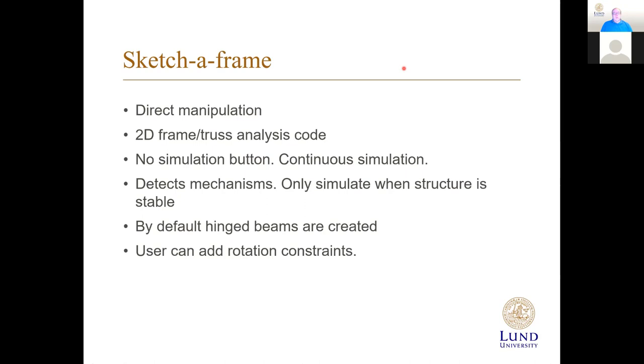So the goals were direct manipulation. That means that when you move something, it updates automatically. It should use a 2D frame truss analysis code. So that's a basic tool. One goal was to have no simulation button, no run button in your code. So it should continuously simulate. If your structure isn't stable or there are not enough boundary conditions, it will detect the mechanism and also visualize the mechanism. By default, it creates hinged beams, and you can add constraints to make the connection points completely stiff as well. So you can stiffen them up if you want. And the user can also add rotational constraints to the structure.